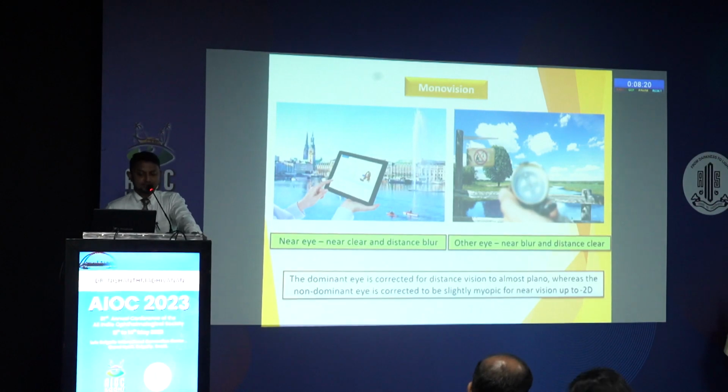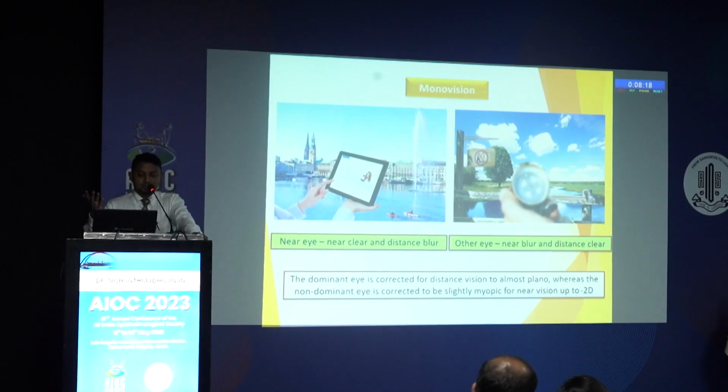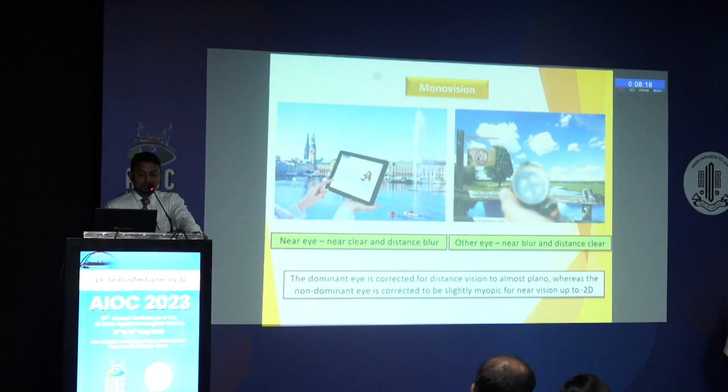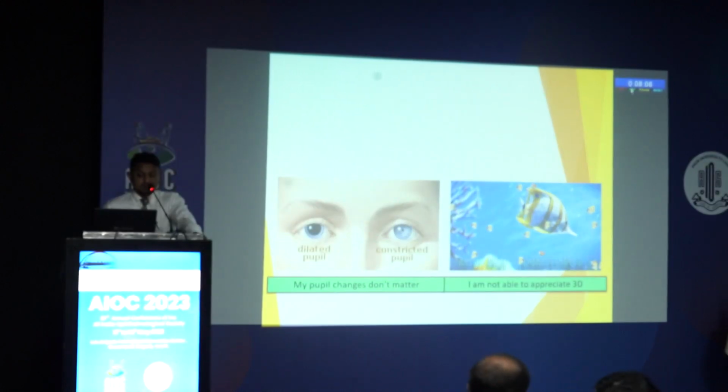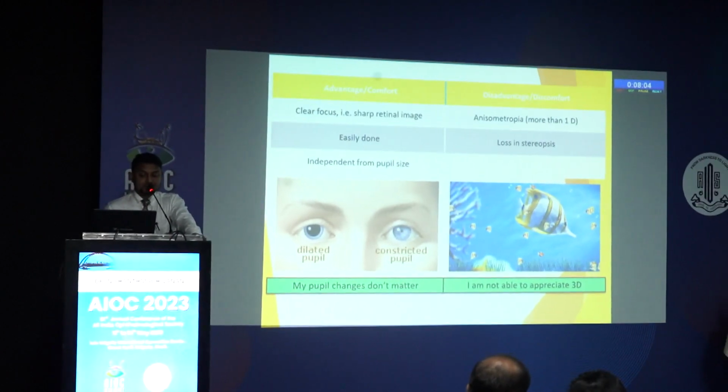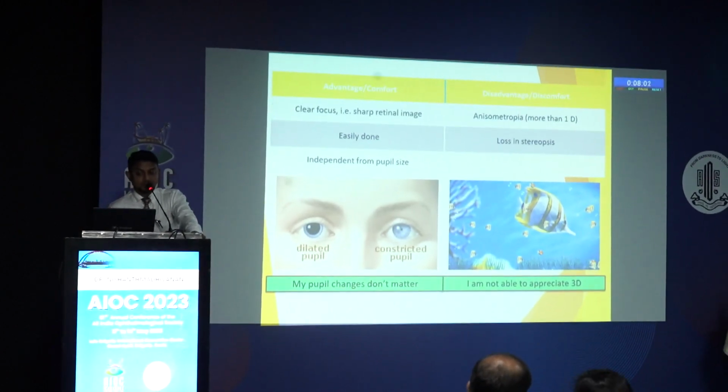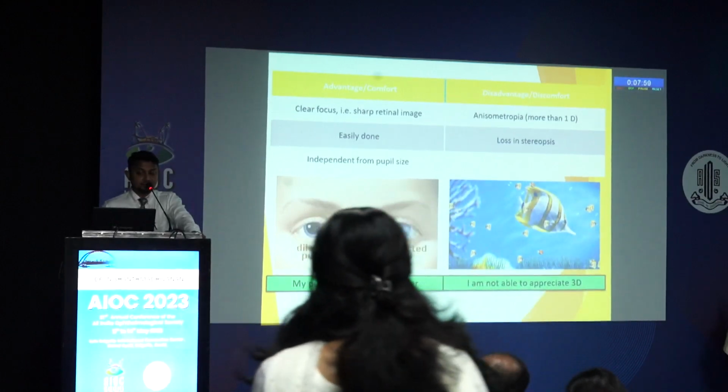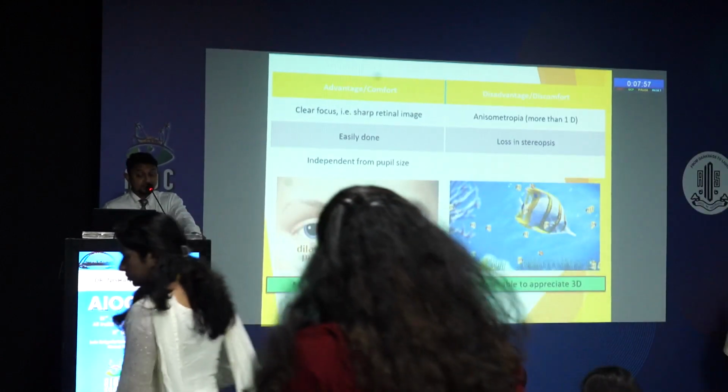So what is monovision? We know that it's only for the distance for the dominant eye, and the other eye we correct up to around 1.5 to 2 diopters for the non-dominant eye for them to see near. But what are the disadvantages? One of the disadvantages is the stereopsis is completely lost and anisometropia more than one diopter. But yes, you do have clear focus.